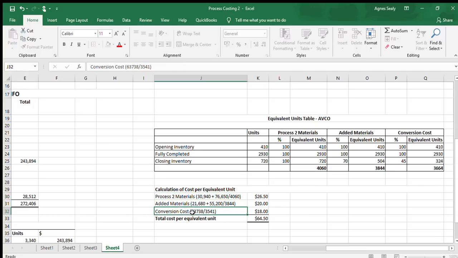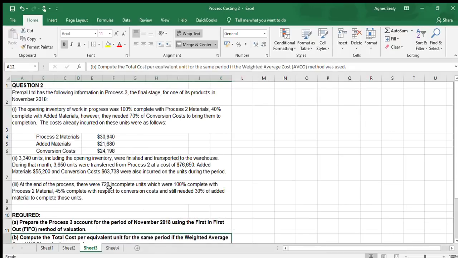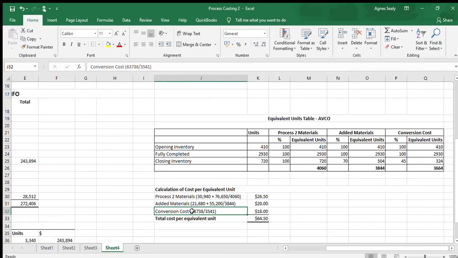And then finally, our conversion cost, the 24,198 plus the 63,738. 24,198 plus the 63,738, and that's going to be divided by our new total equivalent units of 3664.